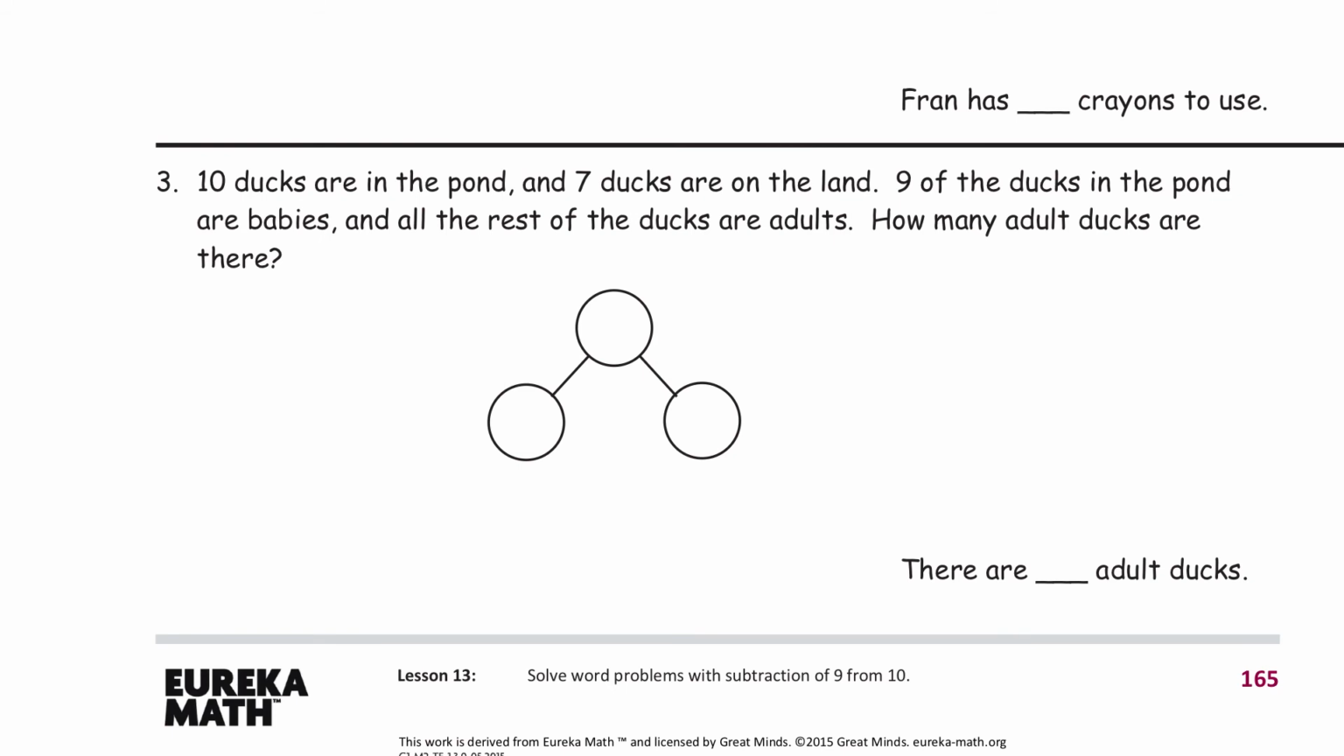I hope you're able to finish problem number 2 with no problem. Okay, here we go. Let's take a look at 3. It says 10 ducks are in the pond and 7 ducks are on the land. 9 of the ducks in the pond are babies, and all the rest of the ducks are adults. How many adult ducks are there?